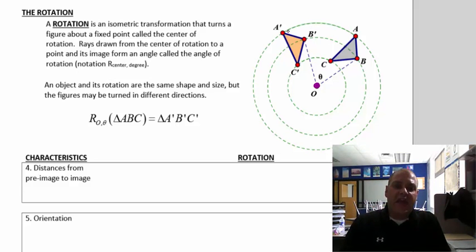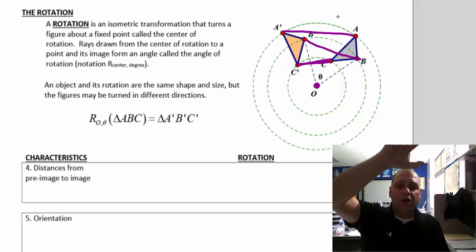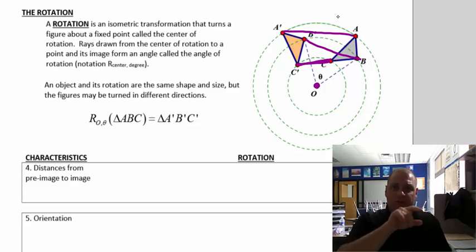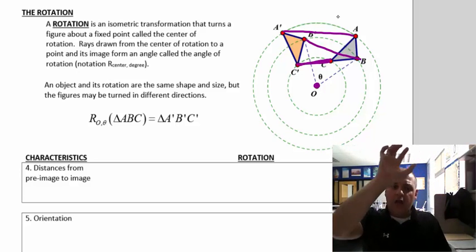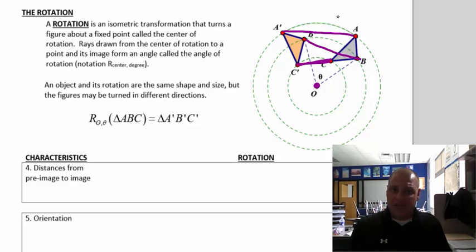So is AA prime the same distance as BB prime? Is that the same distance as CC prime? No, it's not. Because look, C to C prime did not move as much as A did. Why? Because A was farther away from the center. So A had to move further. See the green circles? It kind of shows you the track it moves along. A had to move a lot further than C did for that rotation.